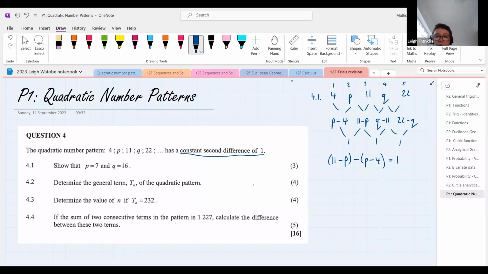Of course, we can't work with unlike terms. So saying 11 minus p minus 4 means that we're not working with unlike terms. All right, so that would leave us with 11 minus p minus another p plus 4 is equal to 1. So on the left-hand side, we'd have negative 2p, and on the right-hand side, we'd have 1 minus 11 minus 4. So that gives us negative 2p.